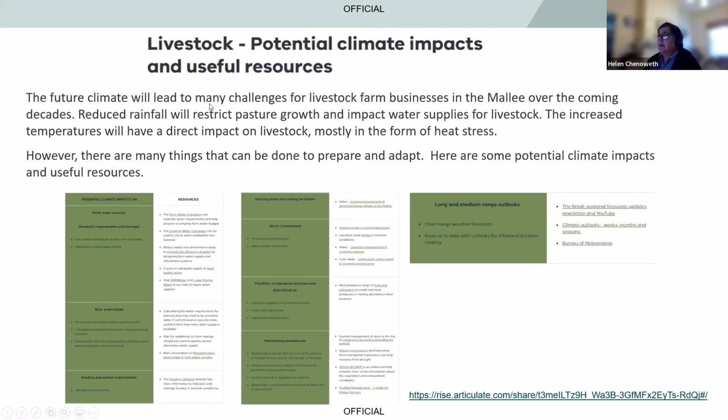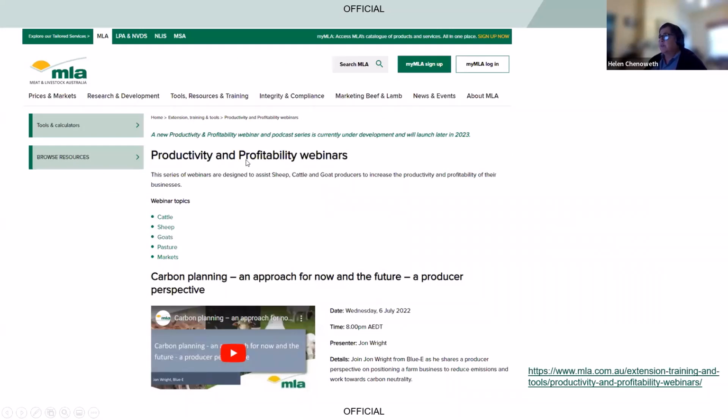This is in the Mallee over the coming decades, rainfall restriction, pasture growth. So again, potential climate impacts and resources to help farmers look into those situations as well. So that's fantastic. MLA's also got information on productivity and profitability webinars as well. So we don't all need to reinvent the wheel, but I think it's really useful to be able to signpost you to where to go for some of this information. And then you can have a look at it yourself. You can pull that information together for your own circumstances, your own students, your own situation geographically, as well as industry connections as well.